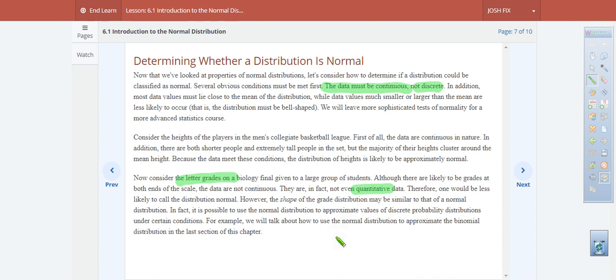Even though when you plot it, you might get something that looks normal, it's not actually a normal distribution. So like I said, and even this slide says, we will leave more sophisticated tests of normality for more advanced statistics courses, but we wanted you to realize that it is important to establish that your data is normal. However, in this class, we will just assume that our data is normal unless we are asked to determine the normality of the data.